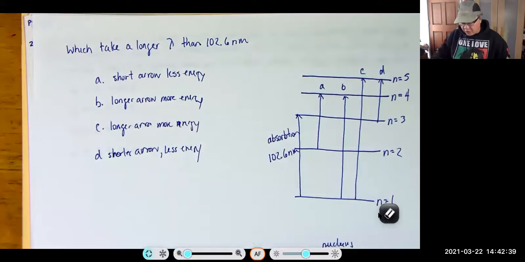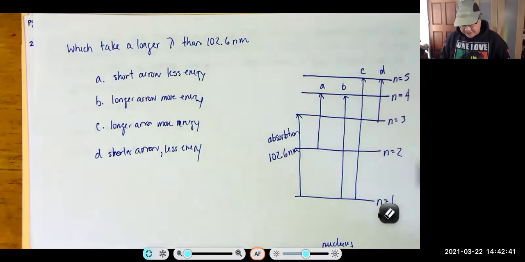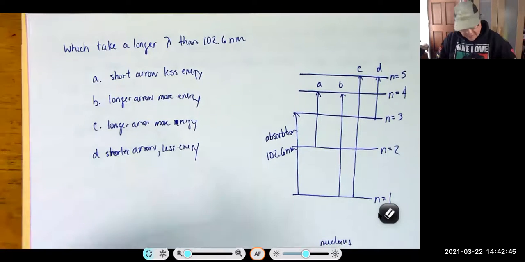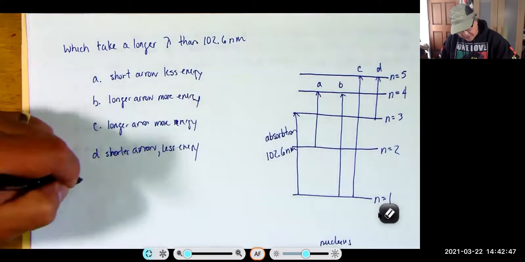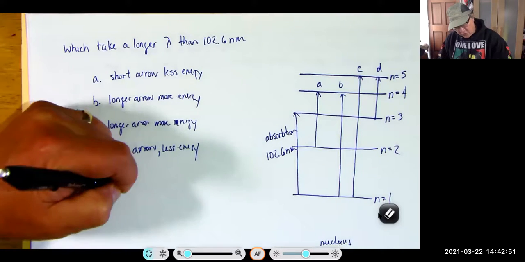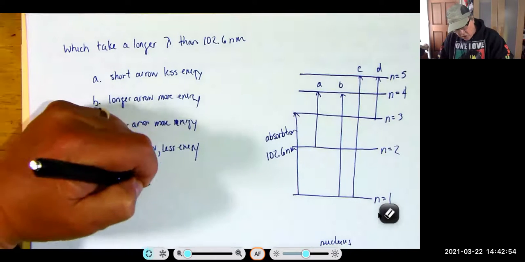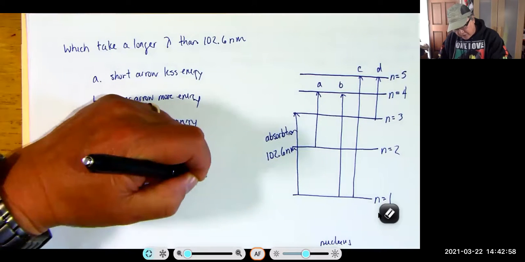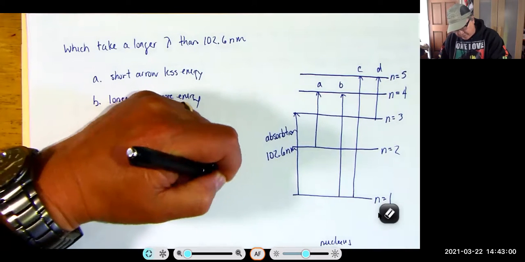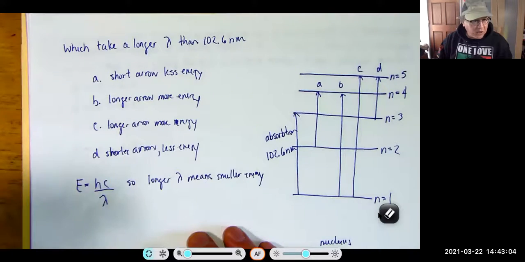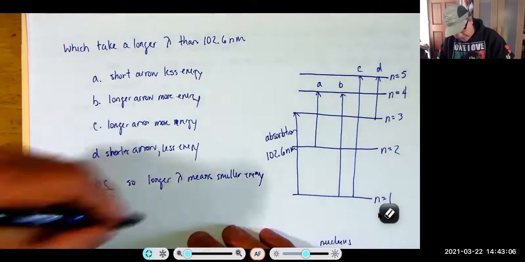Okay, so we can tell by the length of the arrow how much energy it is, but we're not asked about the energy, we're asked about longer wavelength. Well, it's important to remember that energy is equal to hc over lambda, so longer wavelength means smaller energy. Or we could say the reverse. Smaller energy means longer wavelength.